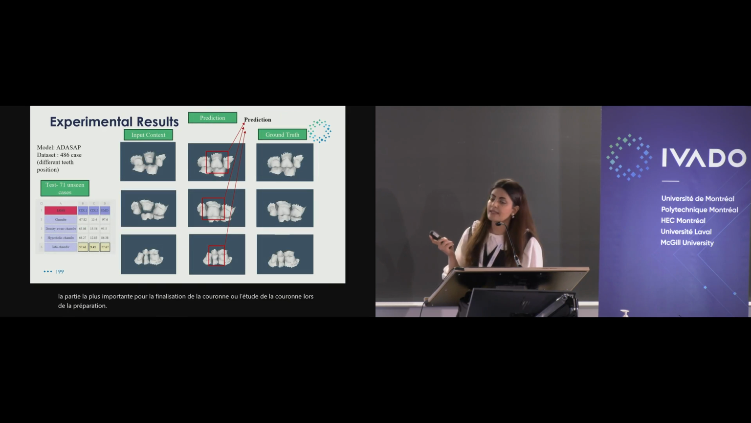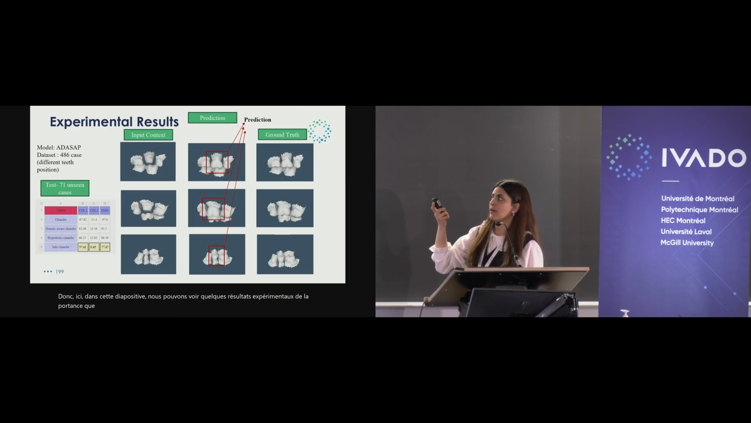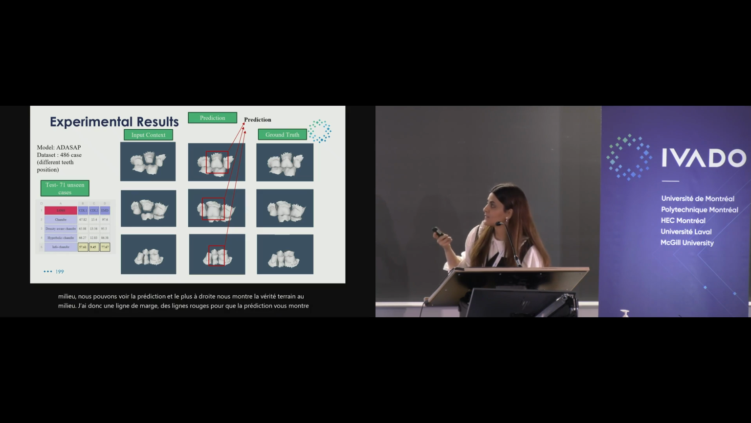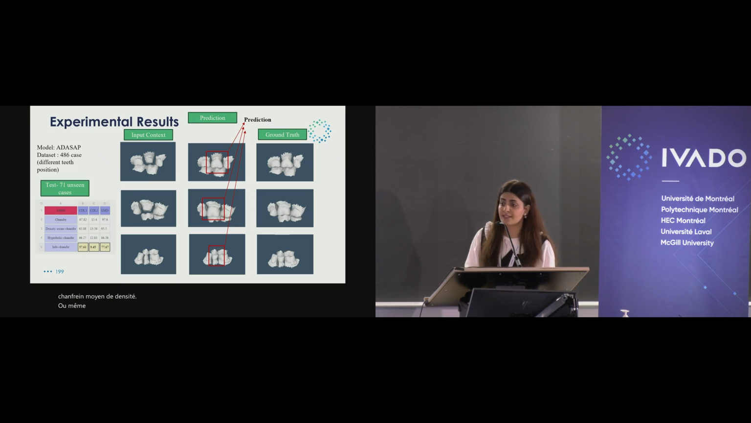In this slide, we can see some experimental results. From the left, we have the input context, which is the input for our model. In the middle, we can see the prediction, and on the right the ground truth. I aligned the margin line in red lines for the prediction to show you in the context. On the left, you can see some statistical results for the model with different loss functions, for example the simple Chamfer, the density-aware Chamfer, or even the recent one, the contrastive learning Chamfer loss.